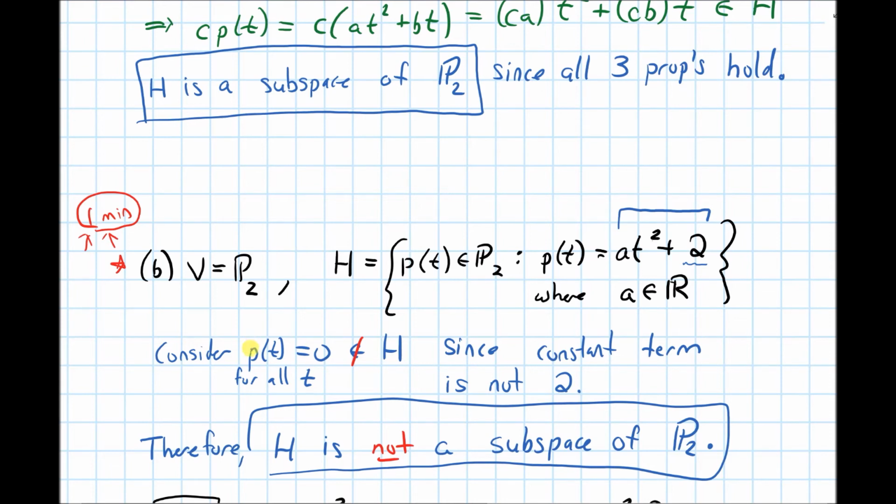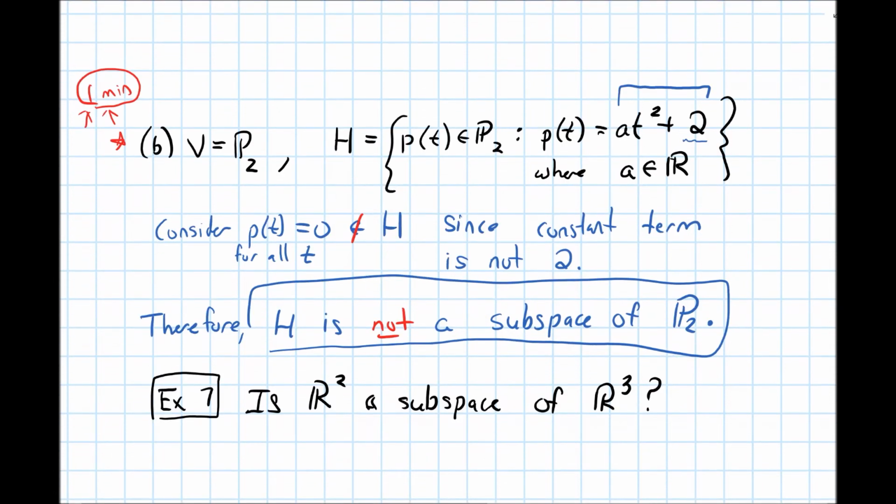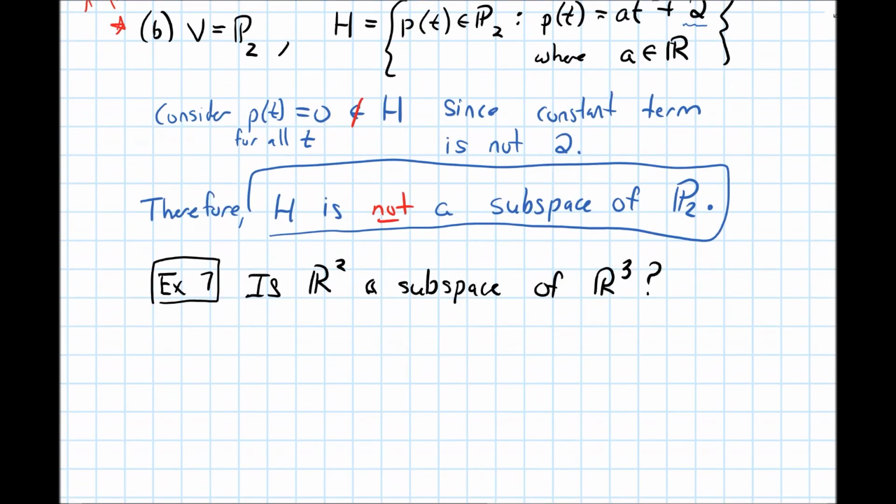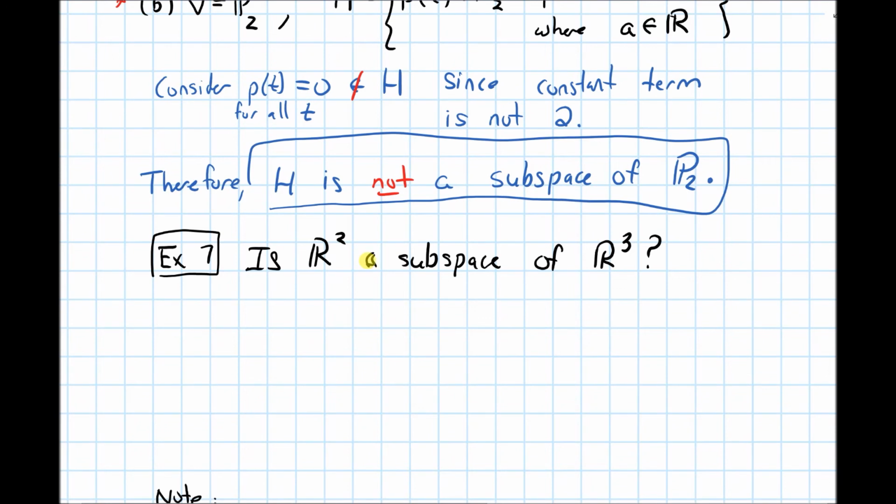Sometimes we might have to try it a little bit, and maybe the first one works, but then we try the second one, and the second one doesn't work. And that's how we formulate our argument. Okay, so let's do one last quick example. So example 7: is R2 a subspace of R3?